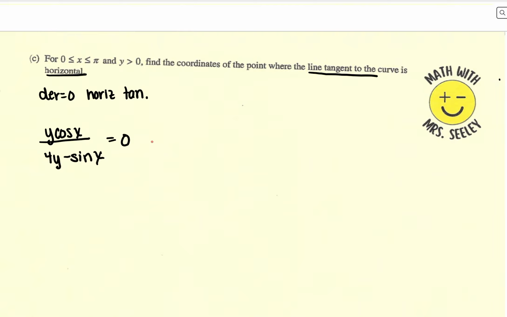If you knew that a horizontal tangent line means your derivative is equal to 0, and so you set that derivative equal to 0, give yourself a point. To solve this, we need to maybe cross multiply, or maybe you just know that means the top is equal to 0. So we need to solve that for x. Well, y, we can just divide by that. So the cosine of x is equal to 0.